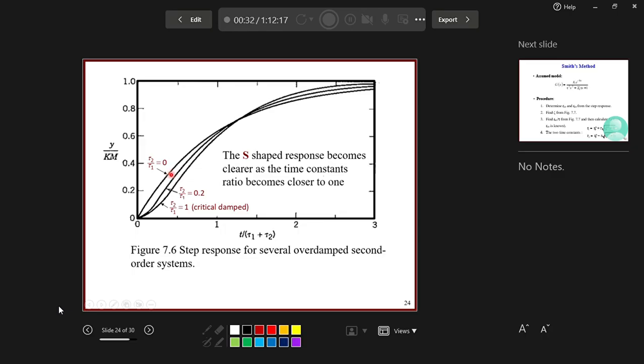And as tau 2 increases in value, we see the shape becomes more concave at the beginning. See that at the beginning it is not starting strictly like the first case. There is some inclination, slow response at the beginning. And then as we increase tau 2 more, the critically damped case where the two constants are equal, you have the limiting S shape for the second order model.